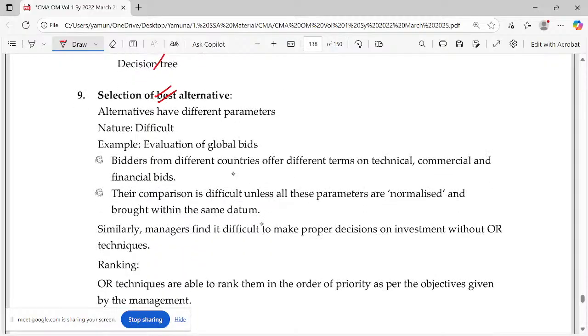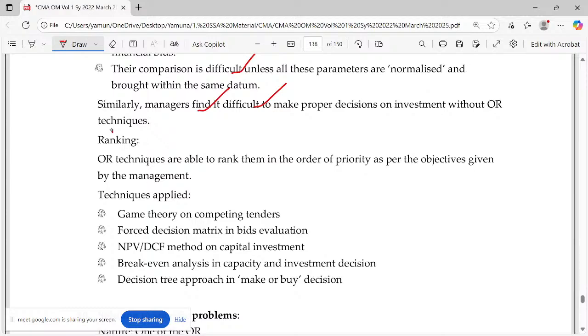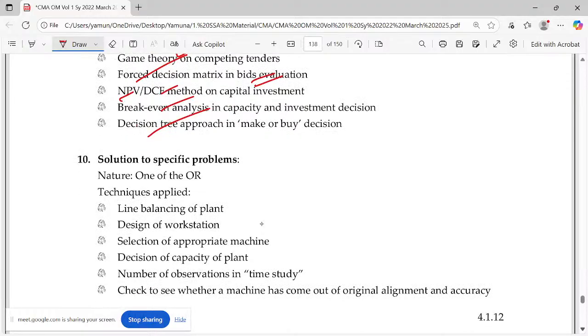So we'll check how different countries and different firms are offering different terms, which state-of-the-art technology will be helpful, and how this comparison can be done. The managers also find it difficult to make the proper comparison. So what they do is go for ranking, a grading method, a point rating method and all. And what are the techniques applied here? Game theory, bid valuation method, which you call the post-decision method, NPV, DCF, break-even analysis, and decision tree approach, probably make-or-buy decisions.